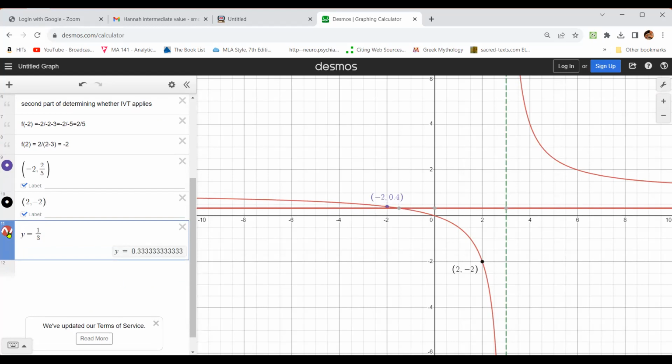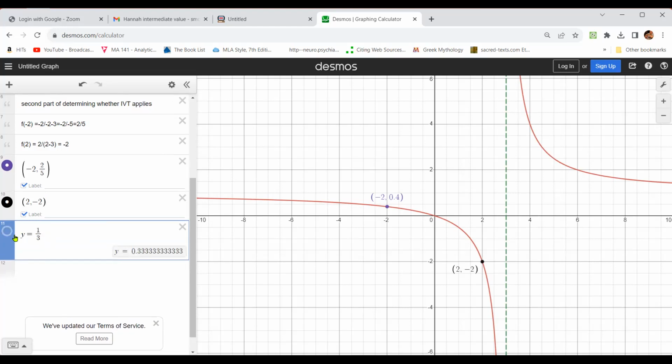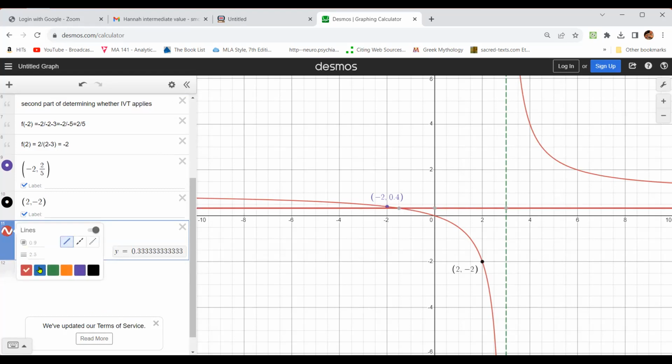We want to find, remember, it doesn't have to be 0. That's the sticky point sometimes. Sometimes students, when they start to figure this out, think, okay, but I'm supposed to use 0 all the time. Not necessarily. I'm going to put in a green line.